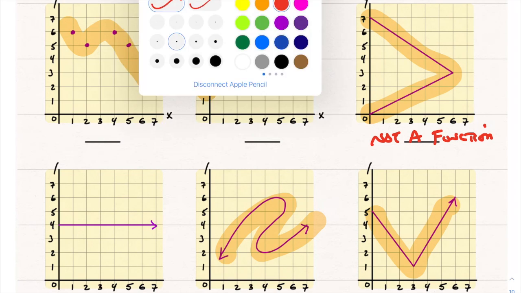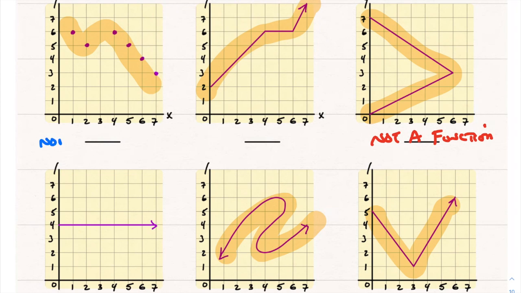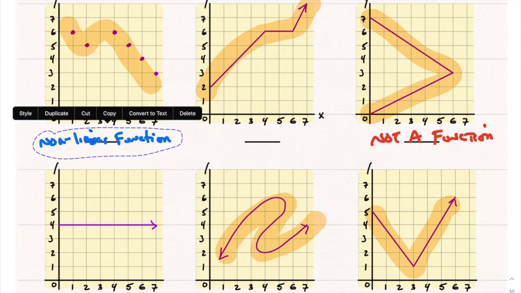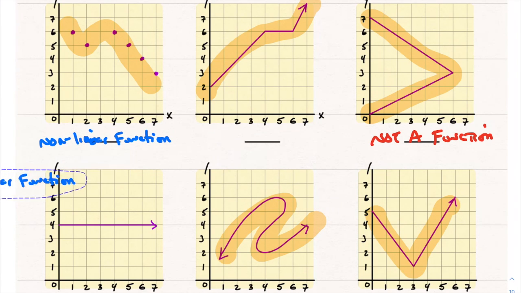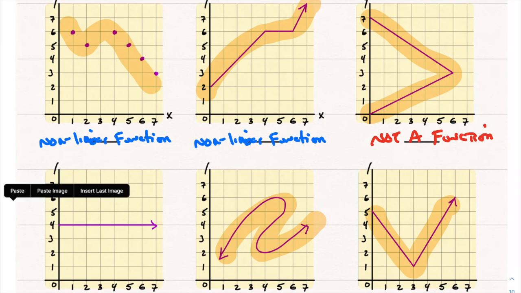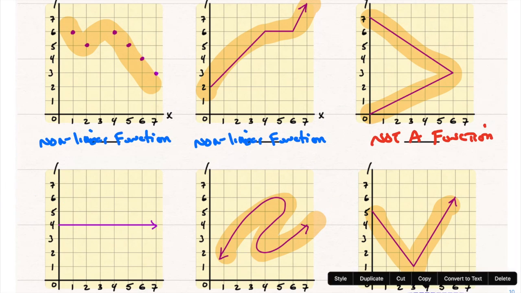So let's go ahead and clarify. This is a non-linear function. We could go ahead and say it's a relation only, but if we say it's a function, it has to be a relation as well. So let's see if it'll let me do this. Here we go. And a nonlinear function down here as well. So we have 3 nonlinear functions. We have 1 linear function. And then we have the 2 that are not a function.